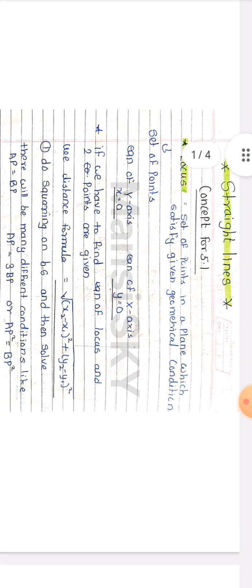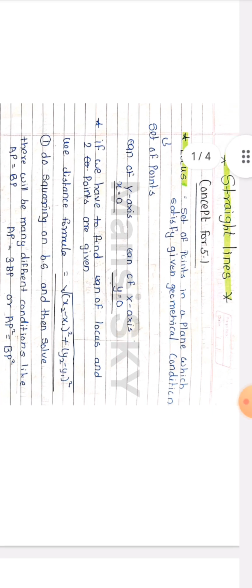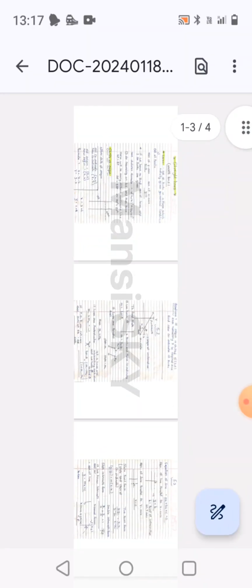First concept from straight lines is locus. Yeah guys, I have made sections from this chapter, as we have exercise 5.2, then 3, 4 and 5. We have 1 to 4 exercises from this chapter. So I have segregated each and every formula according to those exercises. So everything is going to be very segregated, and you don't have to get confused anymore because everything is segregated very well. So let's get started.